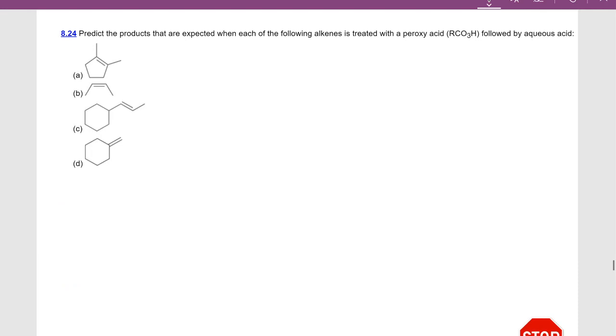Alright, let's see if we can predict the products of this reaction: RCO3H or some peroxy acid, followed by aqueous acid. So for A, we've got what? It's a really bad drawing, isn't it? Alright, so what are we adding and where are we adding it? We're adding OH and OH anti to each other. So if we've got one of the methyls on a wedge, the OH will be on a dash, the other OH will have to be on a wedge, and this methyl will be on a dash. And then plus enantiomer.